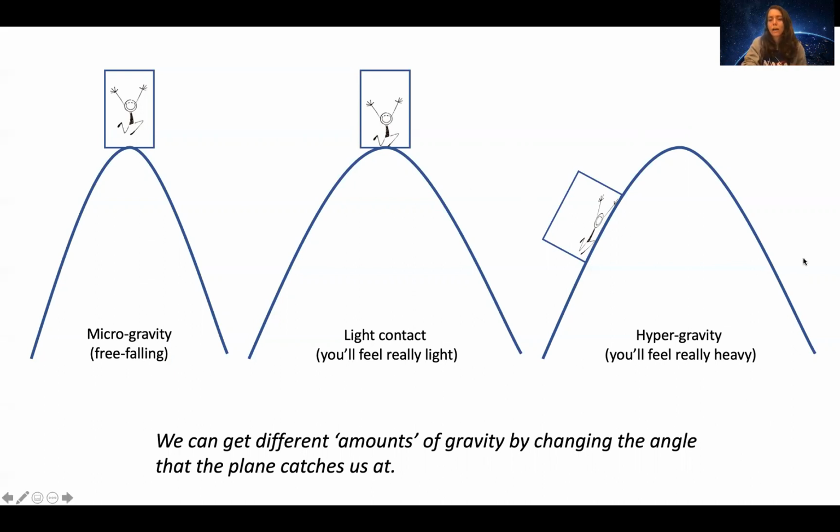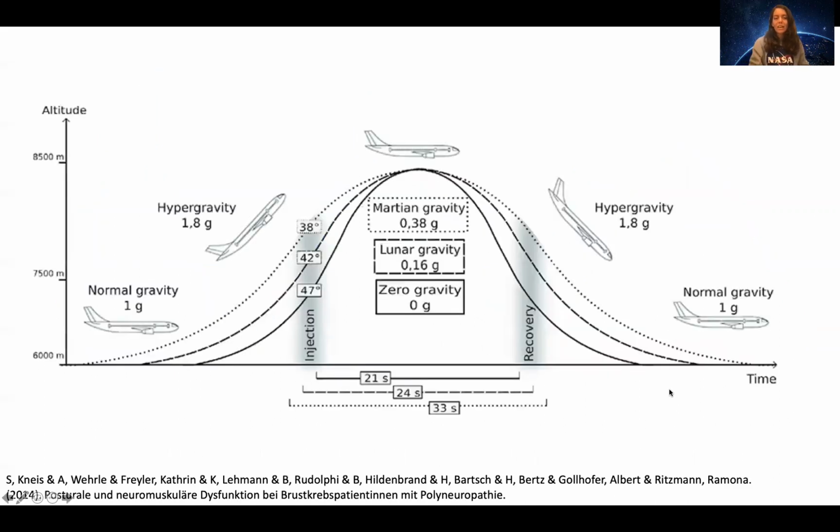Now, on either side of that parabola, when the airplane is climbing or coming back down, it is actually going up or down faster than our bodies are. And so we're being pressed against the floor of the aircraft. And this is where we feel hypergravity. So you feel really, really heavy. So we can get different amounts of gravity that we experience by changing the angle that the plane catches us at. And here's what an actual parabolic flight looks like.